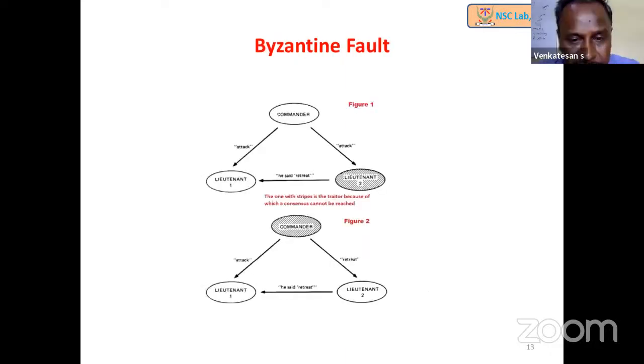Why is consensus a problem? This is considered as the Byzantine fault. Based on this, the problem was explained. So let's consider that here we have only 3 nodes.